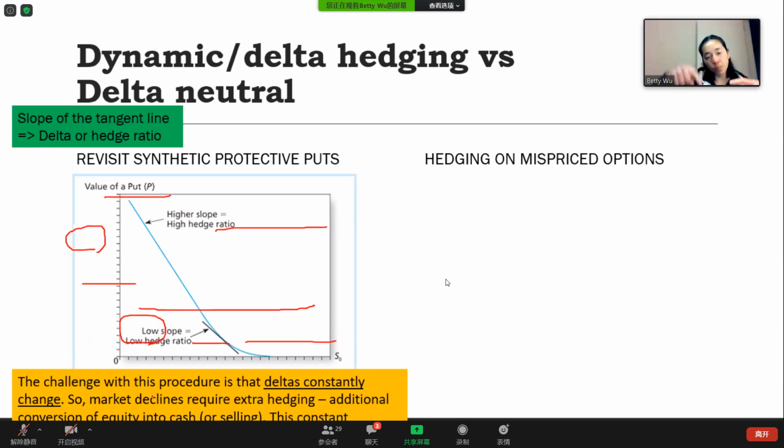If the price drops again, you have to sell more. So if the price continues to drop, you not only continue to rebalance your portfolio, but you have to keep selling. If everybody keeps selling, you can imagine the huge selling pressure on the price, and that might lead to a crash if everybody is doing this delta hedging. But the idea is that this constant update of the hedge ratio is called dynamic or delta hedging. You just need to keep rebalancing, keep hedging, because deltas change constantly with price change.